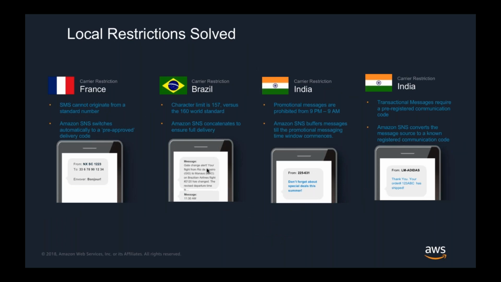So one of my favorites is actually some of these really specific local restrictions with message sending that we've solved. There's a couple examples here, but I'll call out one. There's a carrier in India where promo messages are actually prohibited between 9 p.m. and 9 a.m. And so as part of the service, we've actually accounted for that. And so messages that are to be sent to this particular carrier are actually buffered until that time window completes, and then we'll continue to send messages. So you don't actually have to worry about the logic of solving all these individual local restrictions on your own, as the service will actually handle that on your behalf.